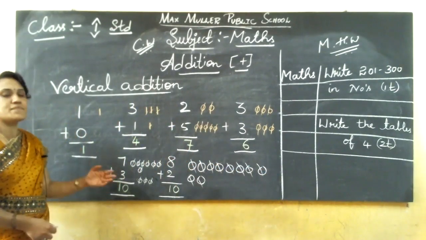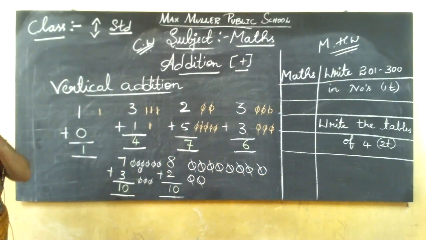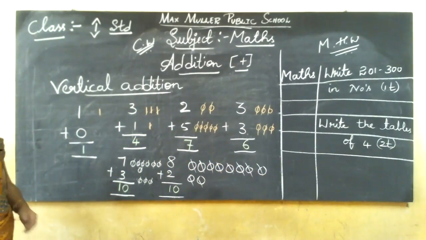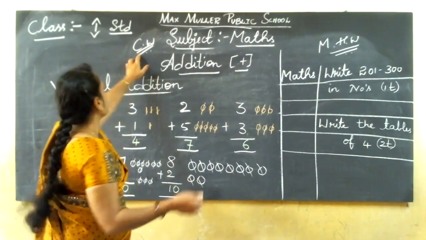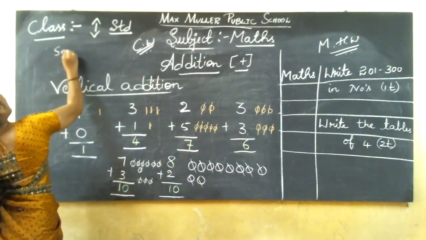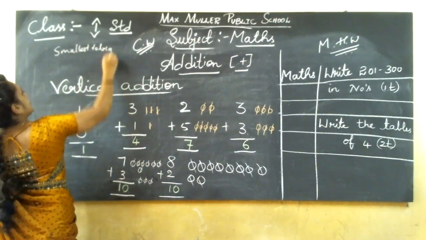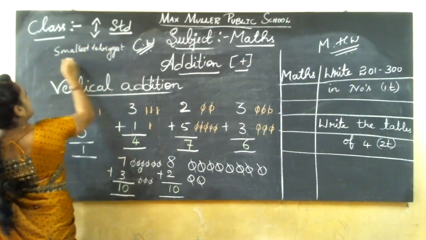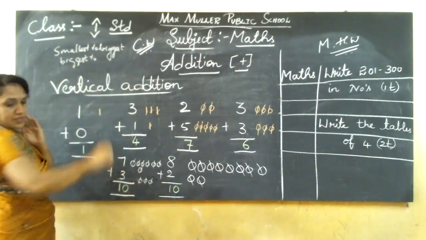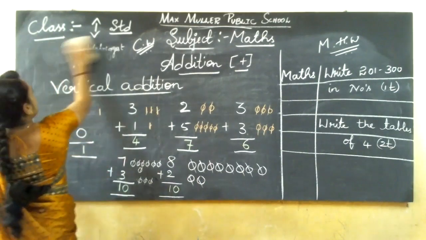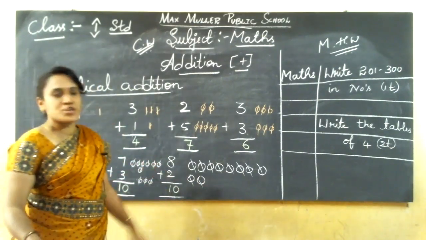Still I'll do more sums. You will understand well. Today you understand this much. Understand, children? Today what all did we do? In the classwork, I did smallest to biggest, then biggest to smallest. Those are 2 mains. And the third main, we did vertical addition.